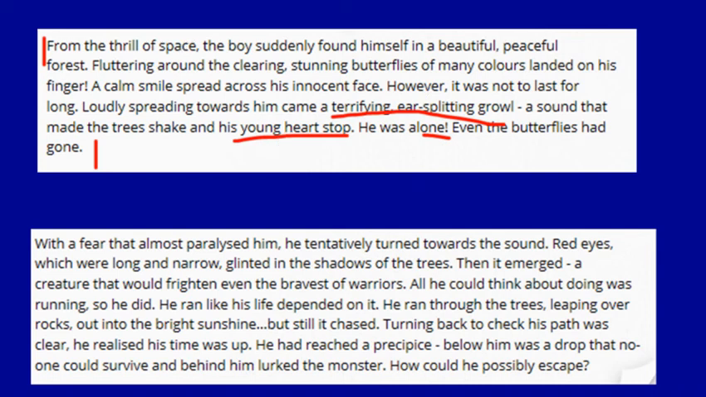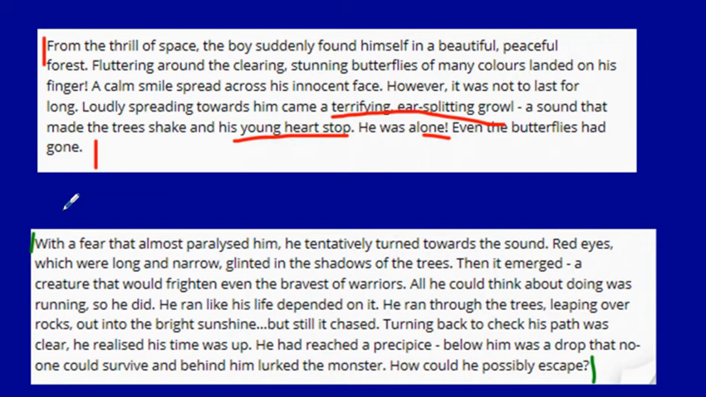The next paragraph goes on into further detail about expanding our problem and making us feel like it can't be solved, making us feel like the boy's in really big trouble. With a fear that almost paralysed him, he tentatively turned towards the sound. Red eyes, which were long and narrow, glinted in the shadows of the trees. Then it emerged, a creature that would frighten even the bravest of warriors. All he could think about doing was running, so he did. He ran like his life depended on it.